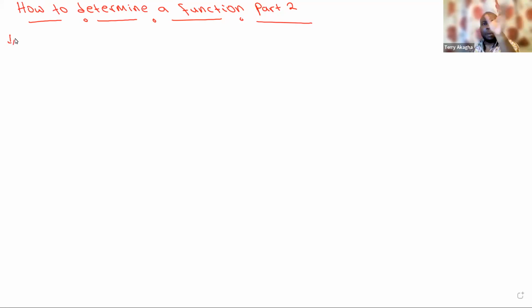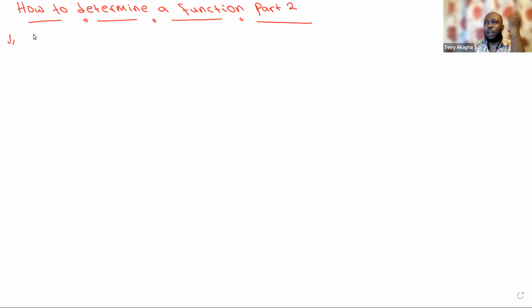So basically, for a particular function, you draw the graph. When you draw the graph, you now draw a vertical line. If the line cuts the curve at just one point, it's a function. But if it cuts the curve at more than one point, it's not a function.